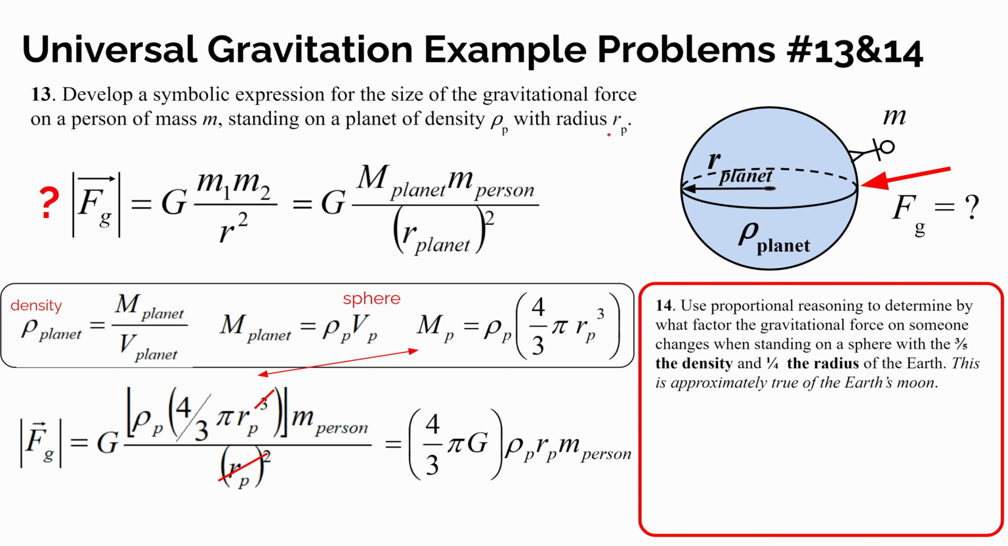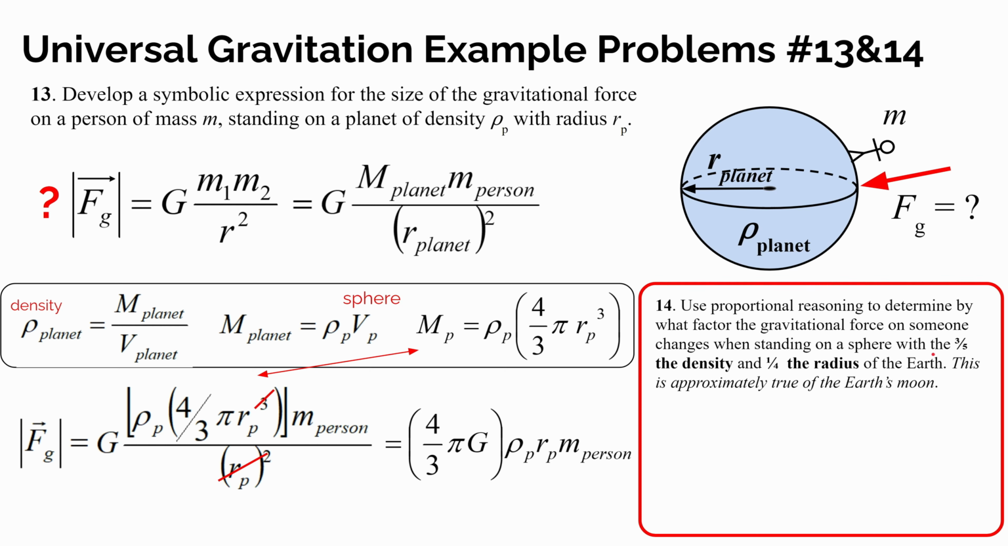So once we've done that, we could even answer a more complicated question, like 14 down here, that says, use proportional reasoning to determine by what factor the gravitational force on someone changes when standing on a sphere, whether it's a moon or another planet, with 3/5 the density and 1/4 the radius of the Earth. Remember our first problem in the video, we just said, what if we change the radius? How does their weight change? Well, here we can think through, what if the density and the radius are both changing? By what factor is the gravitational force changing?